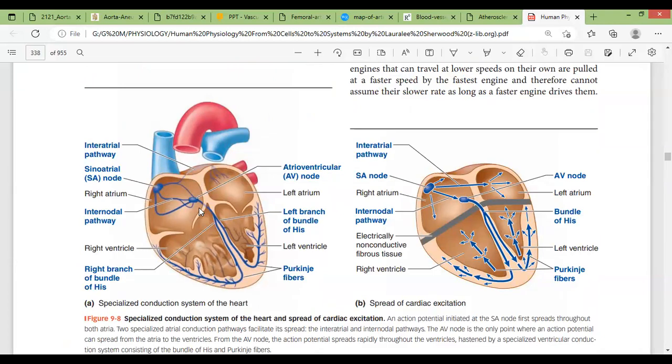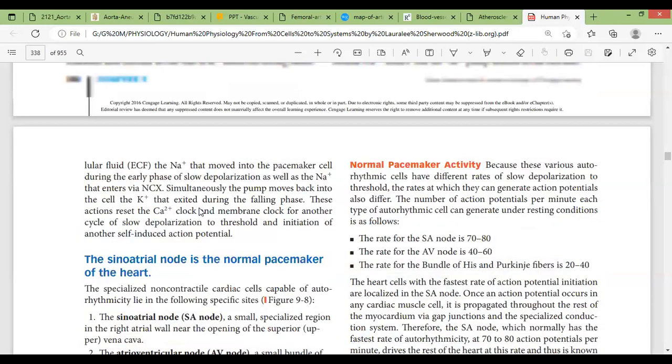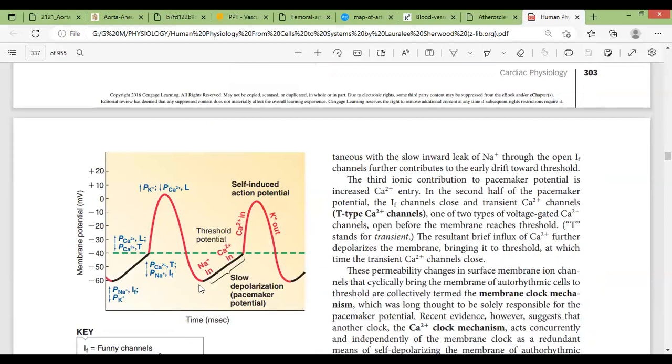The sinoatrial node is the main pacemaker of the heart. When it starts firing, it begins with inward currents that lead to depolarization. The positive charge increases the sodium influx into the cell and decreases the potassium efflux out of the cell. That leads to depolarization, and then initiation of an action potential.